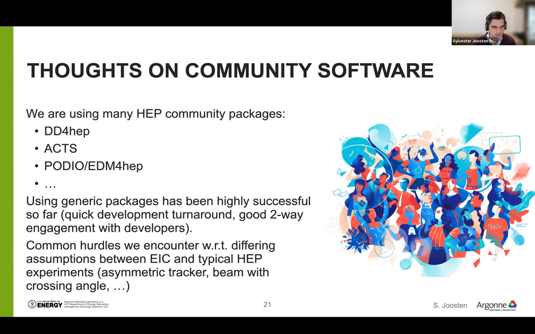Part of them are with respect to the differing assumptions about what a detector really looks like, in particular a particle physics or high energy physics detector, which differs a little bit from a nuclear physics detector. The Electron-Ion Collider has electrons and ions, which are asymmetric beams, therefore the detector is asymmetric. A lot of software packages a priori assume that a collider detector is symmetric. That's not the case for EIC.